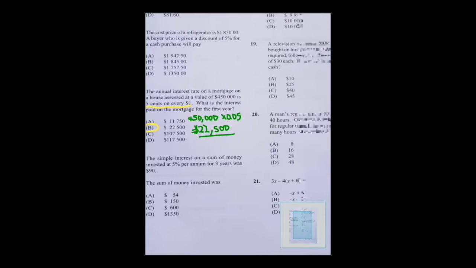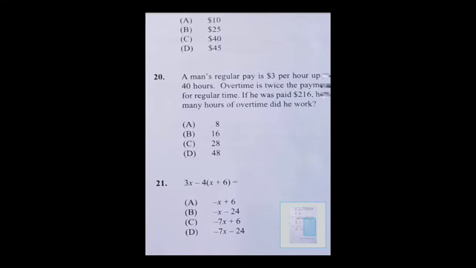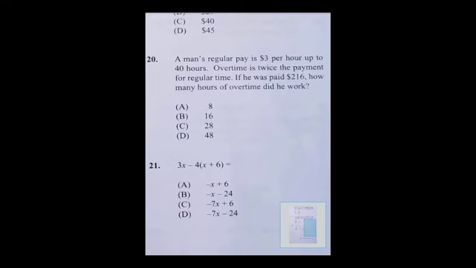Moving on to another question. Let's go to question 20. It says a man's regular pay is $3 per hour up to 40 hours. Overtime is twice the payment for regular time. If he was paid $216, how many hours of overtime did he work?